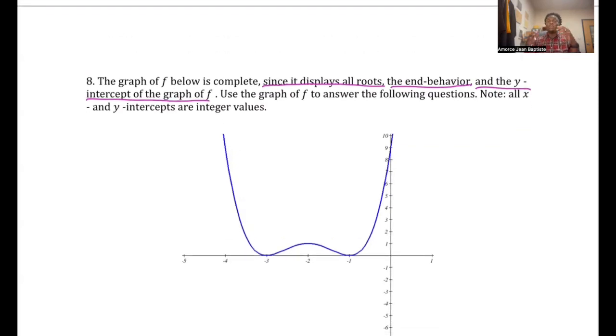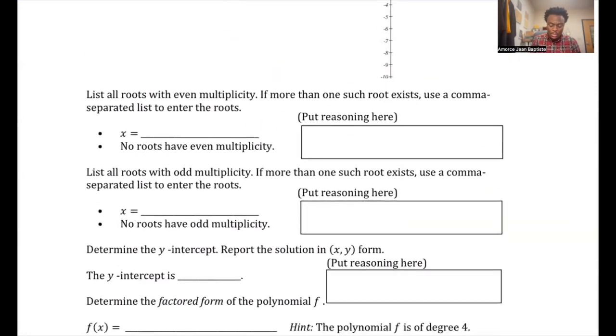Well, we know that it would continue to extend, but there is nothing in terms of characteristics that we are missing from this graph. So that's why we say it is a complete graph. Now, use this graph to answer the following questions. Note, all x and y intercepts are integers. So we have the y-intercept and x-intercepts here. Now let's see what the questions are.